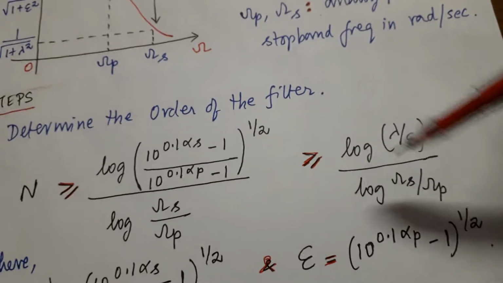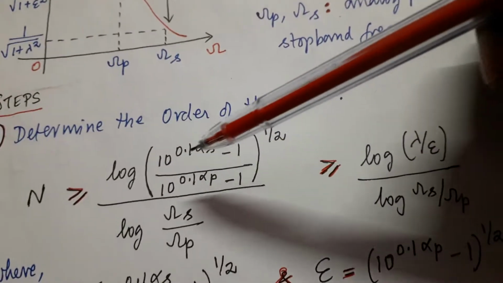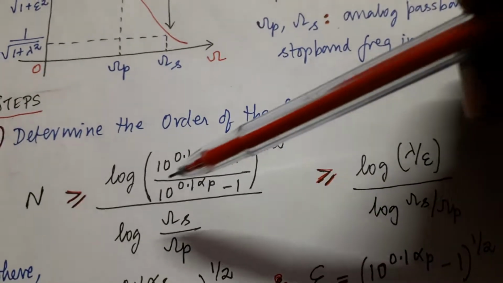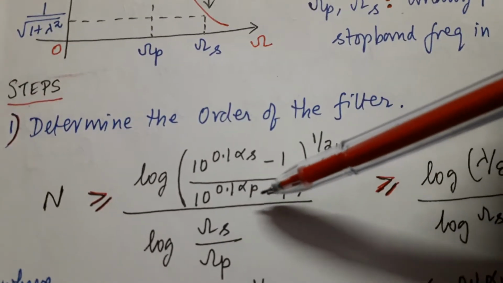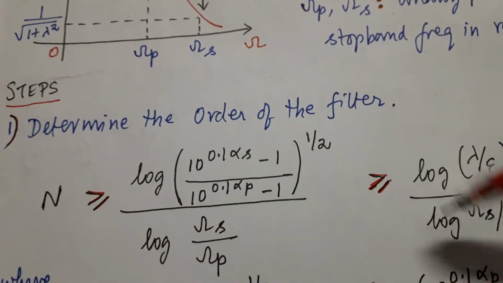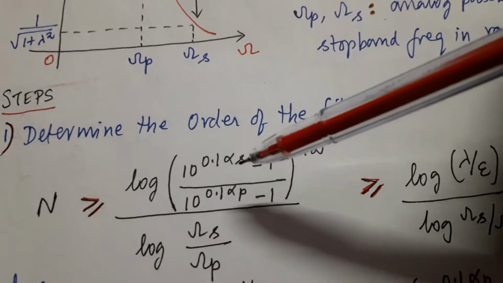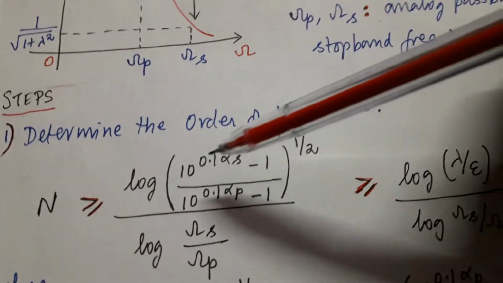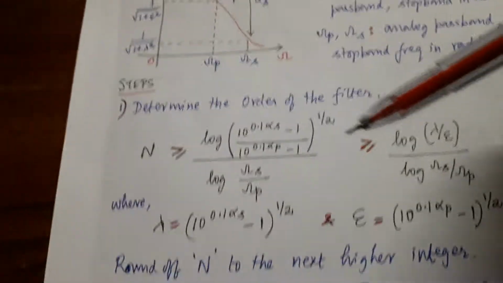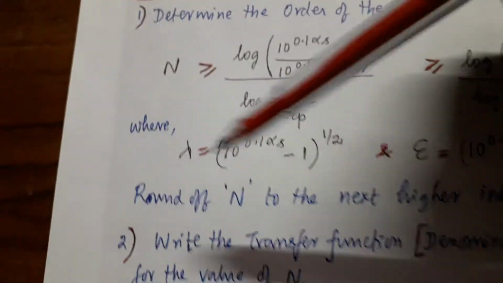From this, what can you understand? Lambda is nothing but root of 10 power 0.1 alpha s minus 1, and epsilon is nothing but root of 10 power 0.1 alpha p minus 1. If alpha is given, we have to use this formula, and if lambda and epsilon are given, you have to use this formula. Okay, problems we'll see later.